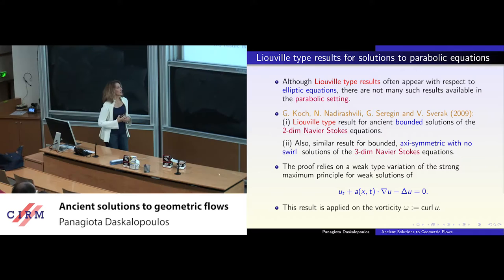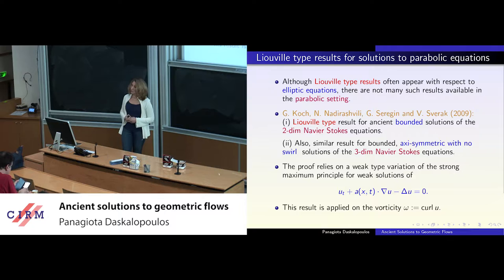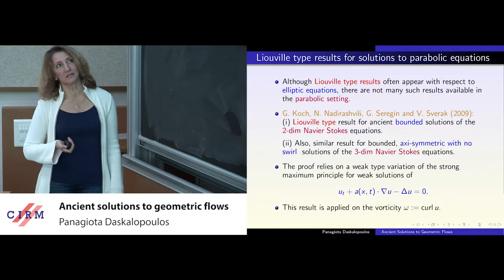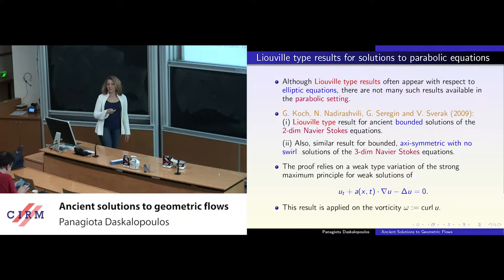And what is nice about this result, in contrast with the Merle and Zaag result, is that the proof is quite simple, and it really is based on a weak type version of the strong maximum principle for parabolic equations of this form, which is applied on bigger and bigger parabolic cubes that extend all the way to minus infinity. But it's a very nice and remarkable result, I think, because of the simplicity. And of course, it would have been nice if it worked under no symmetry.